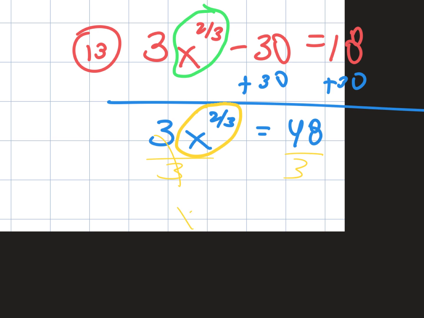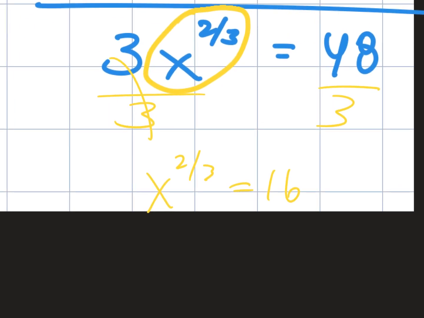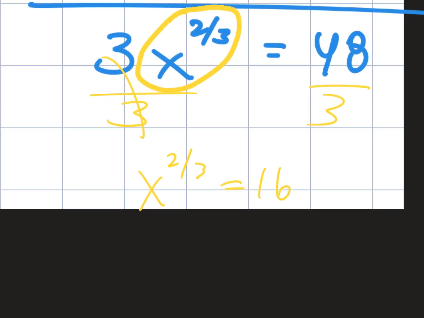Okay, so I have x to the 2/3 equals 48 divided by 3, which is 16. Great. Now, if you wanted to, you could change this to the cube root of 16 squared, or we can ask: what can I multiply 2/3 by to make it cancel out and become a 1? 3 over 2. And what you do to one side, you do where? To the other. Perfect, guys.